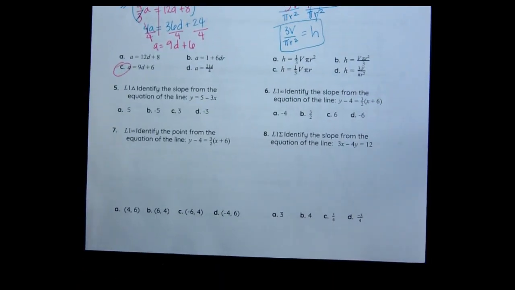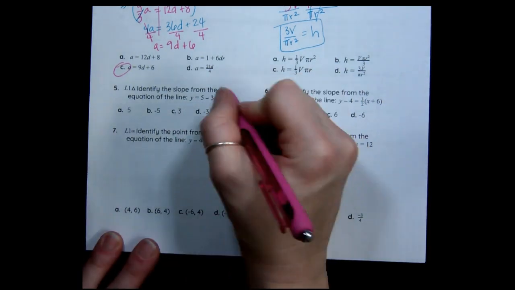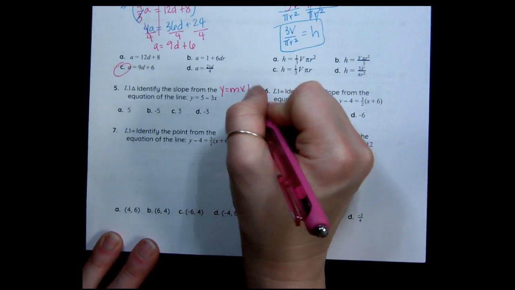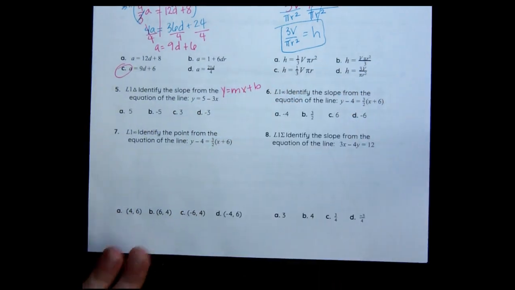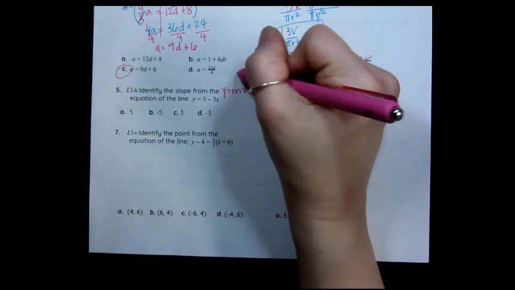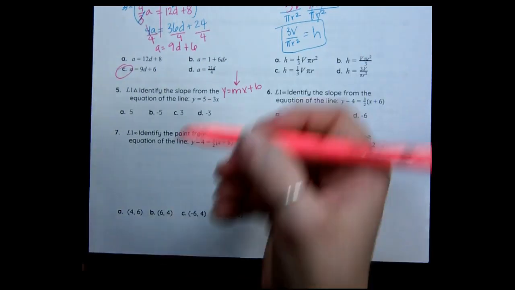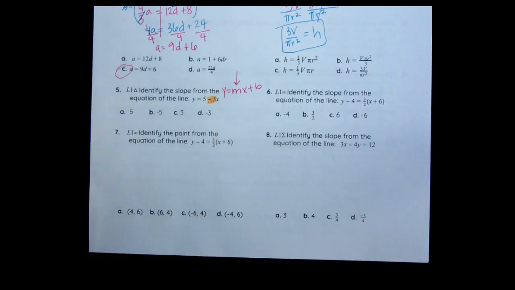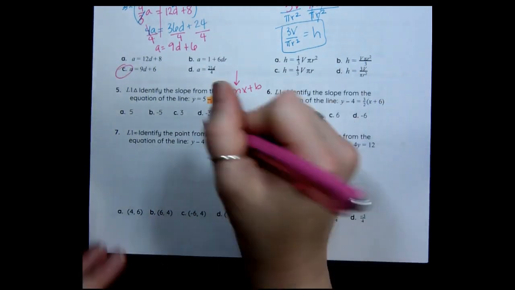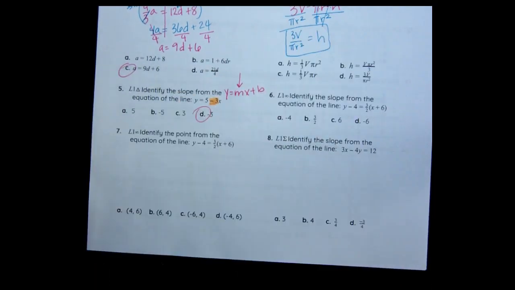Identify the slope from the equation of the line. I want to remember that this is in y-intercept form. Even though it's written out of order, it's in slope-intercept. So we know that slope is the item in front of the x. And in this case, I have a -3 in front of my x. So my slope is -3.